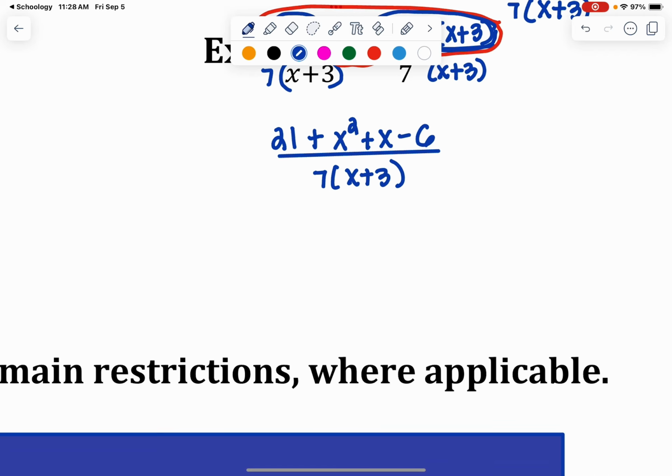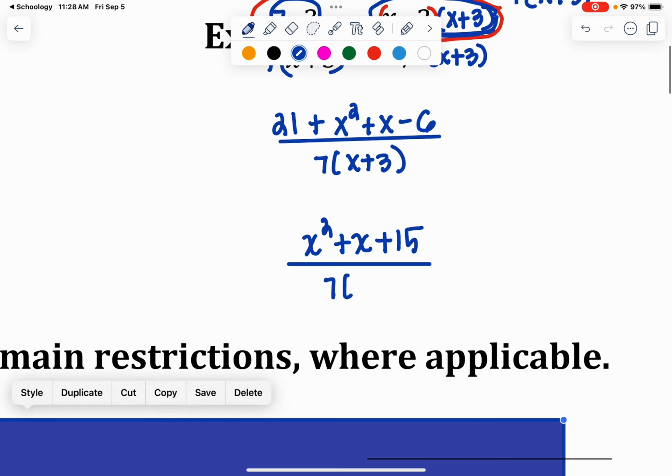This numerator is not cleaned up, so we do want to clean it up and write it in standard form. So x squared first, then plus x. 21 and negative 6 is plus 15. And then that's all over 7 times x plus 3.